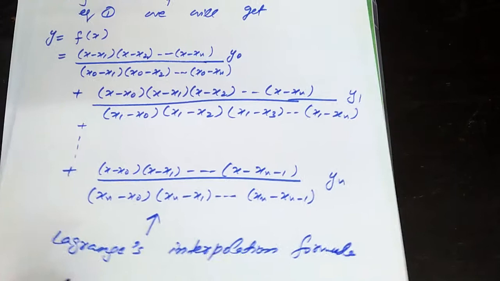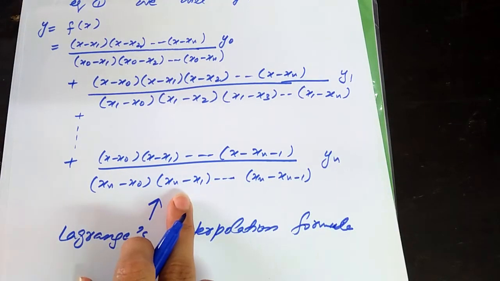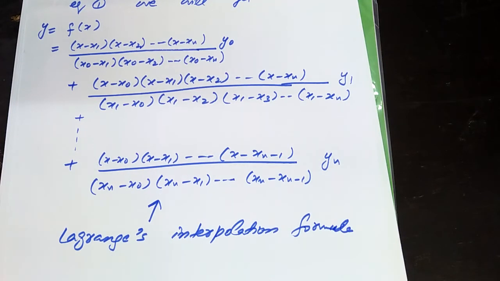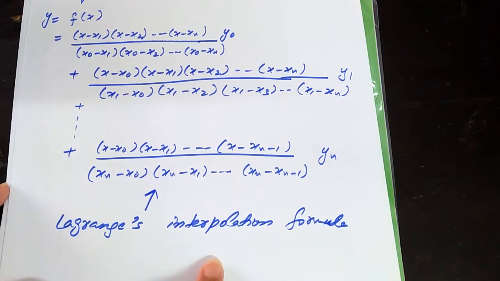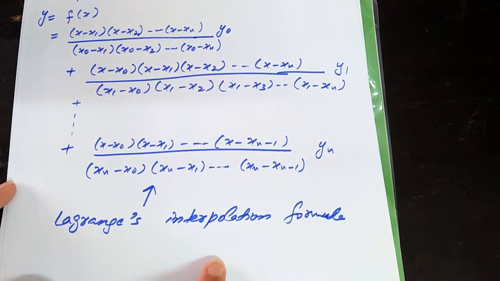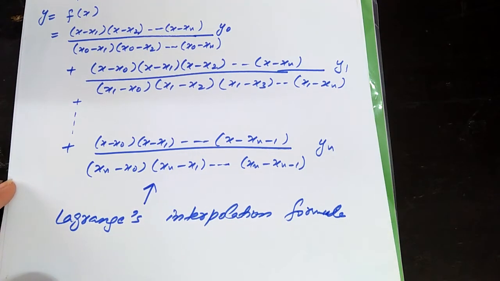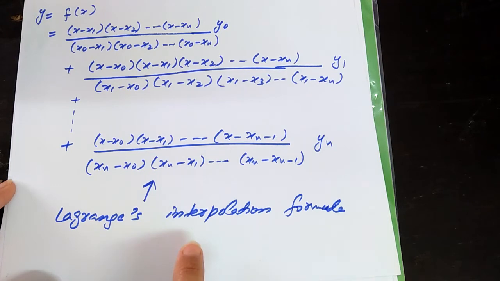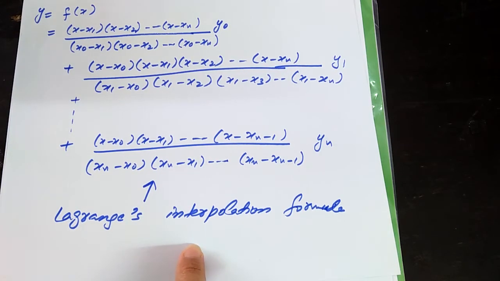Now, what is the advantage of the Lagrange interpolation formula as compared to the Newton's Gregory forward or backward difference formula? Basically, in the Newton's Gregory forward and backward difference formulas, we always have equal intervals between the points. We have equal distance intervals. But you can use the Lagrange interpolation formula whether you have equal intervals or unequal intervals. So this is the advantage of using this formula. You can apply it on unequal intervals as well.